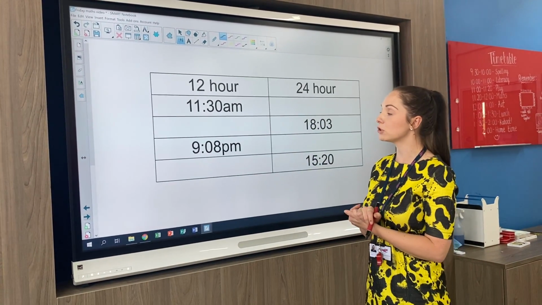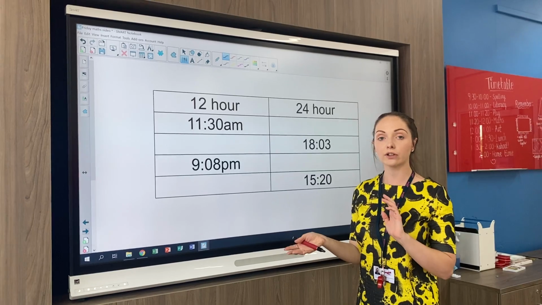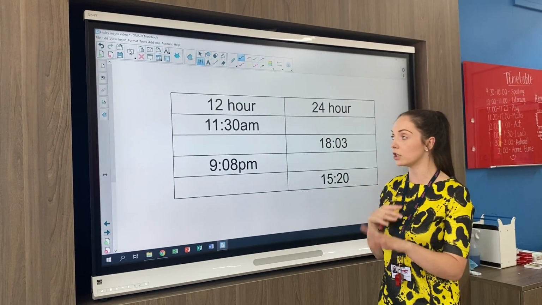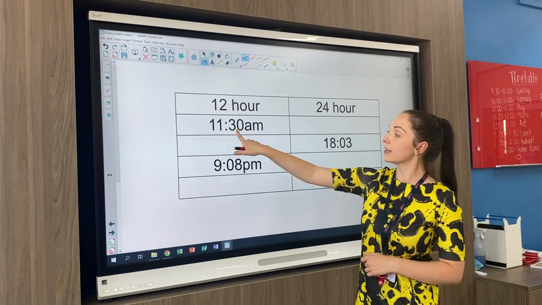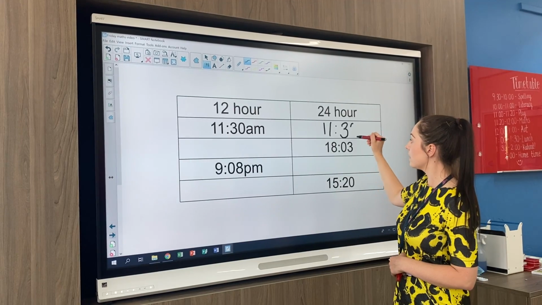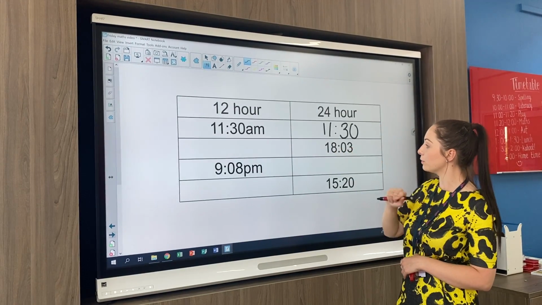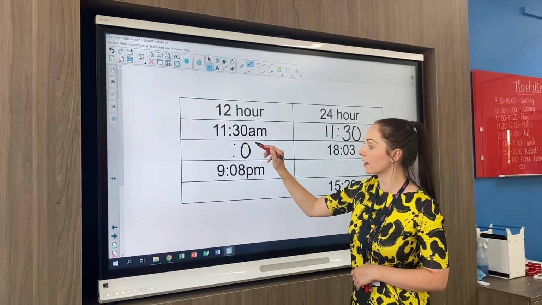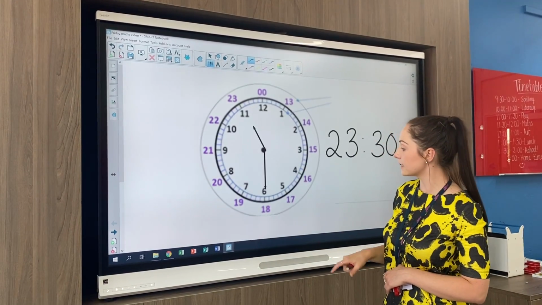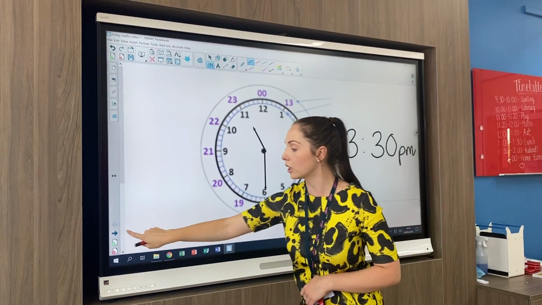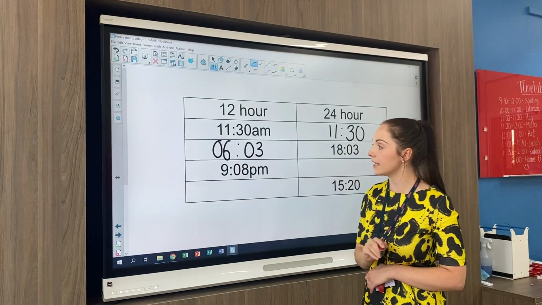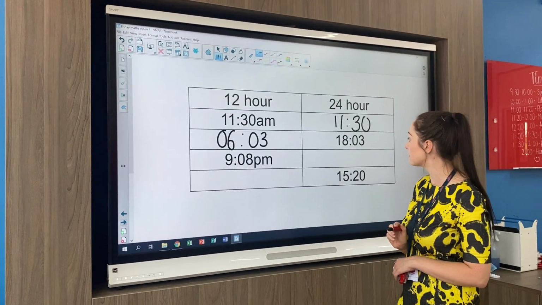So on your medium sheet then, you've got a bit of a mixture of converting from 12 to 24 and 24 to 12. Okay, so you're going both ways. So 11:30 AM, again, that's not going to change. That's nice and easy. That'll stay as 11:30. Now 18:03. Again, I know the minutes are going to stay the same, and I need to go and find out what 18 is. So 18 is 6 o'clock. Okay, so that would be, in digital time, 06:03. Yeah, 3 minutes past 6.